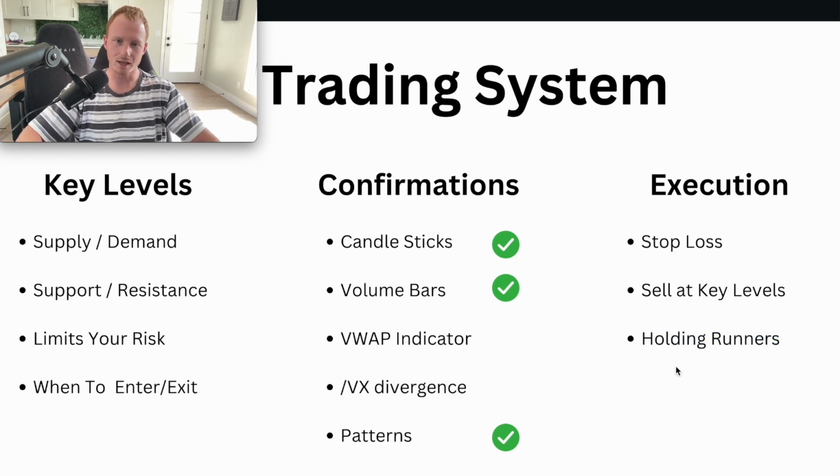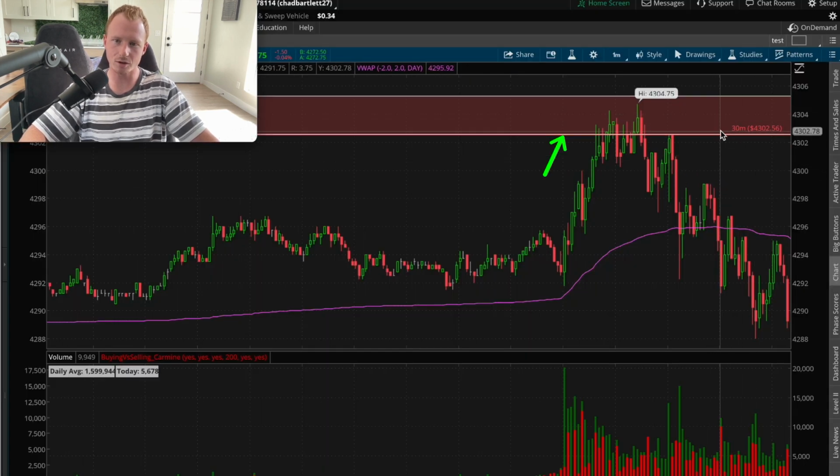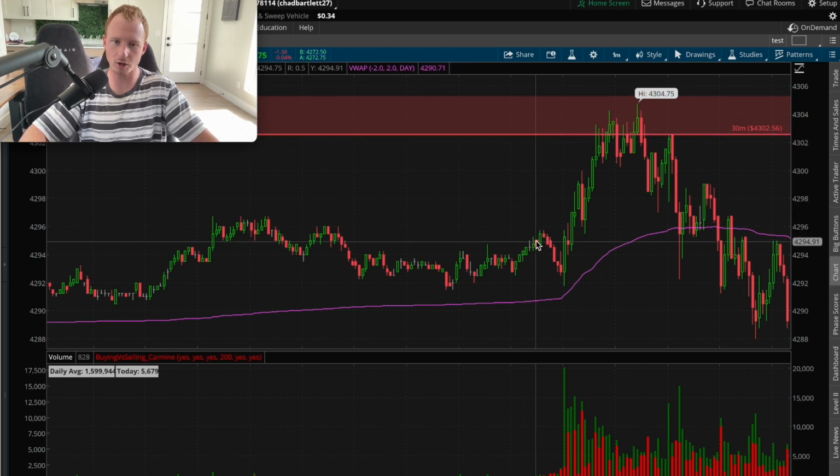So anyways, now that you kind of see the system I follow, let me go ahead and show you the trade I took today, okay? So the first thing you want to do is mark your levels on the chart. As you can see, I had a 30-minute supply zone at 4,300 marked on my chart before the market even opened, okay? So the market opened around right here at 7:30 my time.